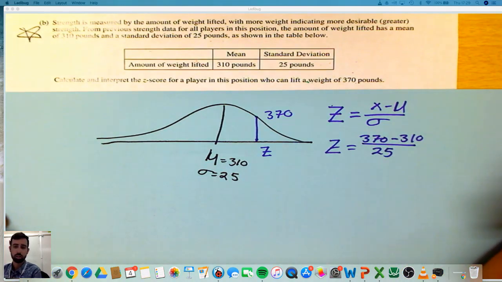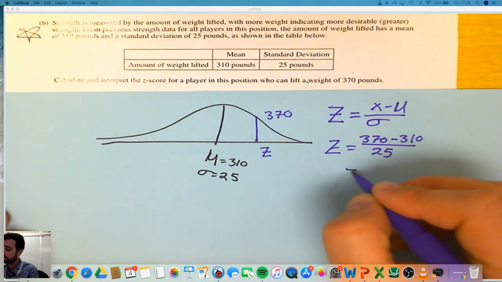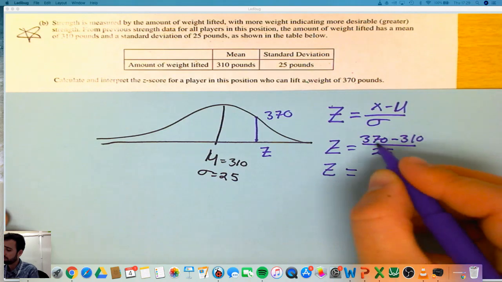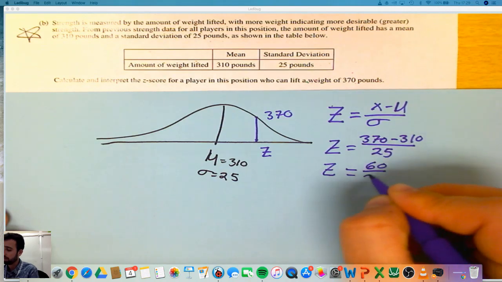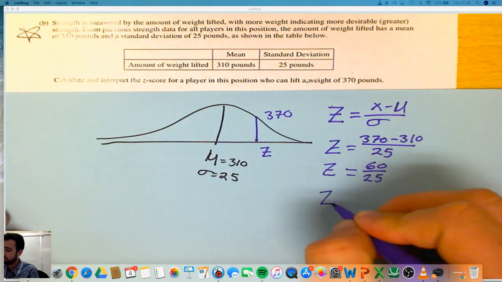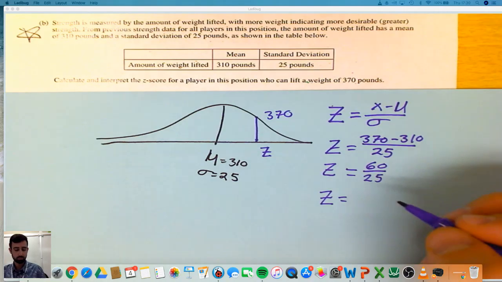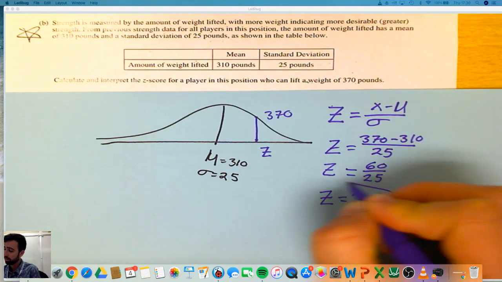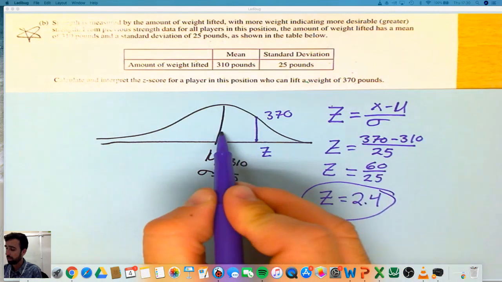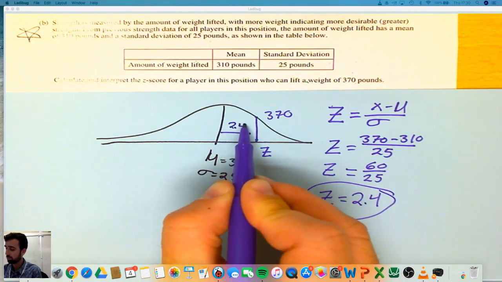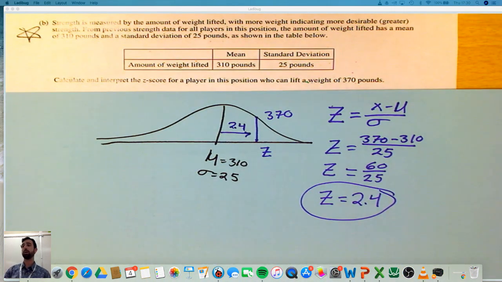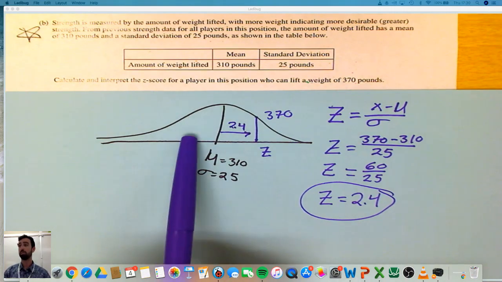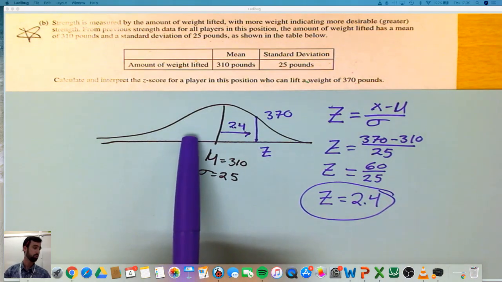All we did was plug in there. So we get z equals 60 divided by 25. So we're going to get a z-score of 2.4. Now that's good that we got a positive number, because it's above the average, right? If we got a negative z-score, that means it would fall below the average.